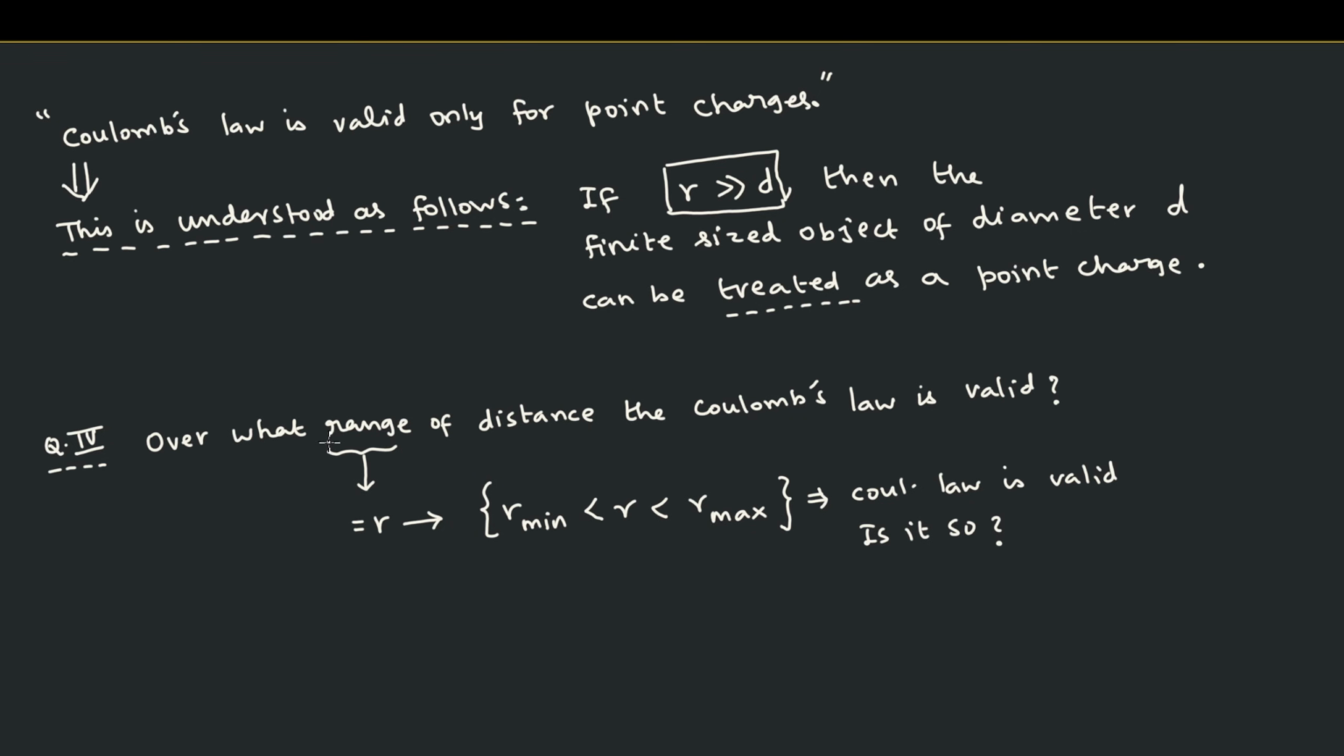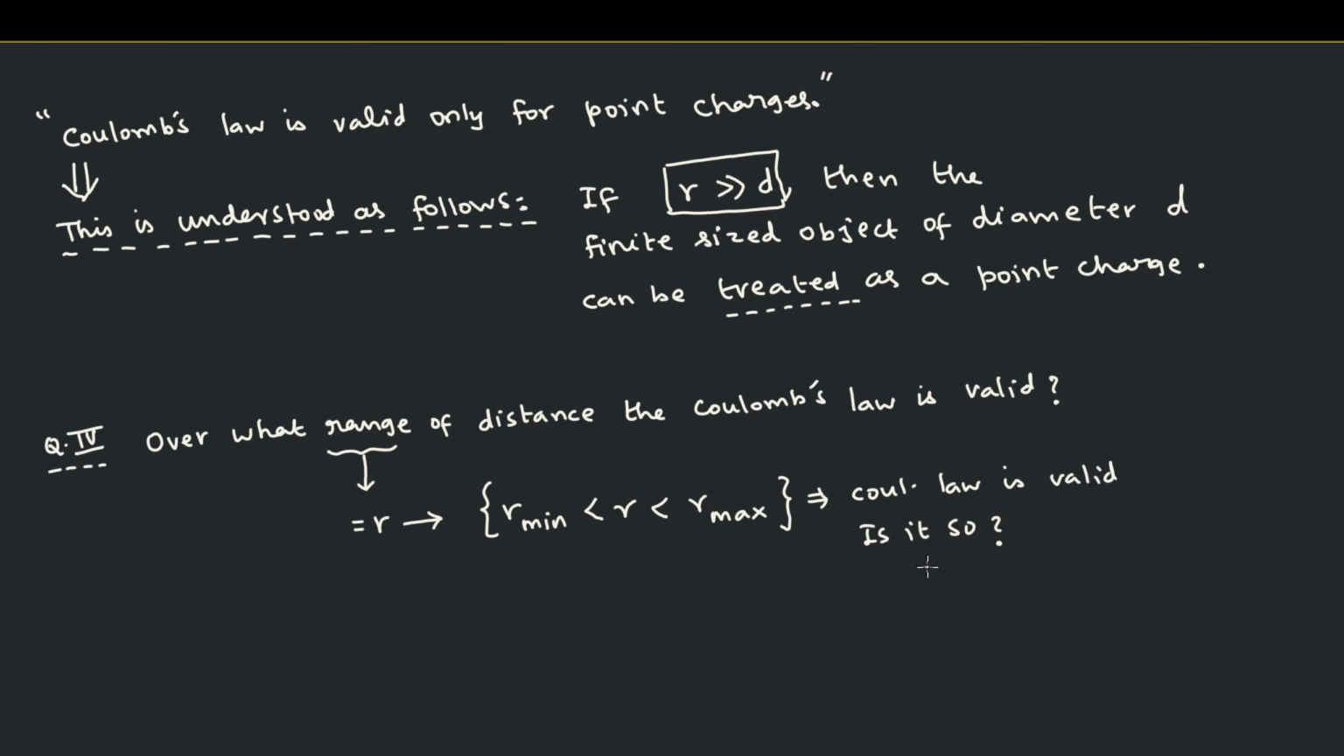I am explaining what is the meaning of range, because range is written here. Range means there is a minimum value and maximum value of the distance. Between those distances only Coulomb's law is valid. If you go outside of this range, Coulomb's law will break. Is it so? That is the question. We don't know the answer. So people have to do experiments.